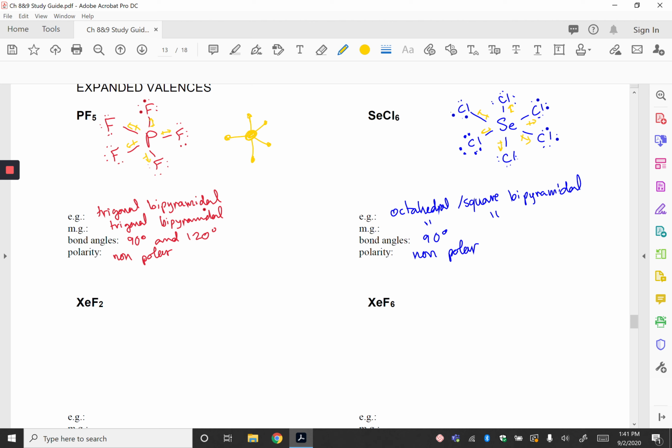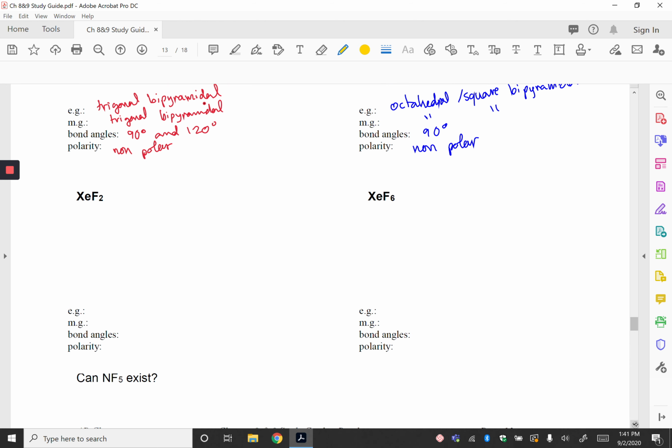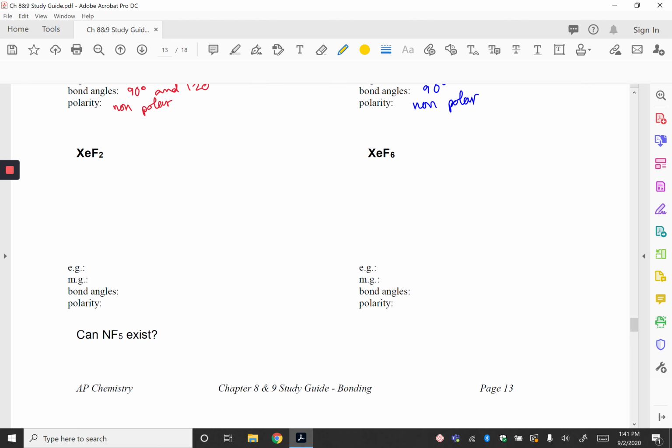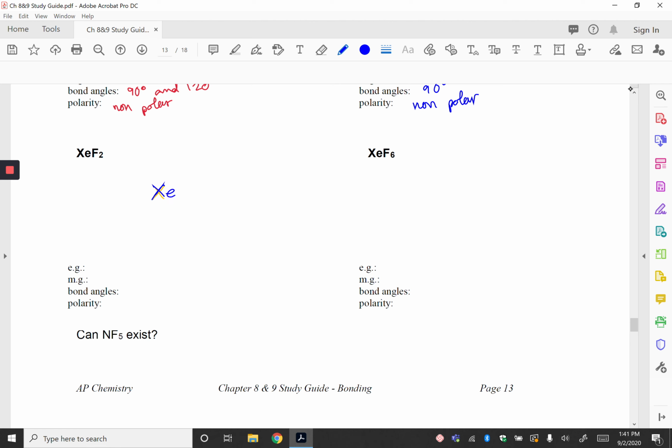XeF2. Let's try that one. So, xenon has 8 valence electrons. It has to bond to 2 fluorines. So, now let me do a different color. There's your Xe. 8 valence electrons. It has to bond to 2 fluorines. So there's one. There's another one. Let's clean it up a little bit. Make it look a little bit nicer.